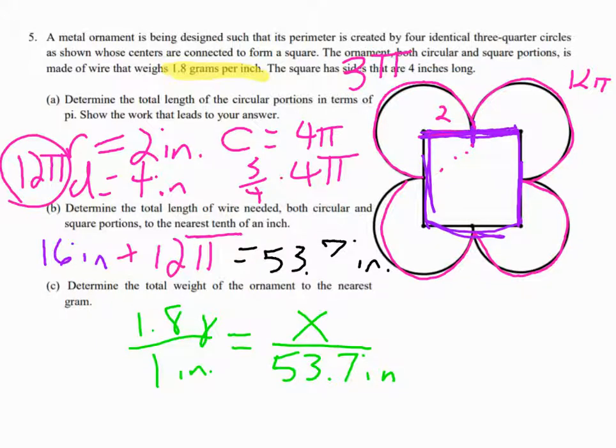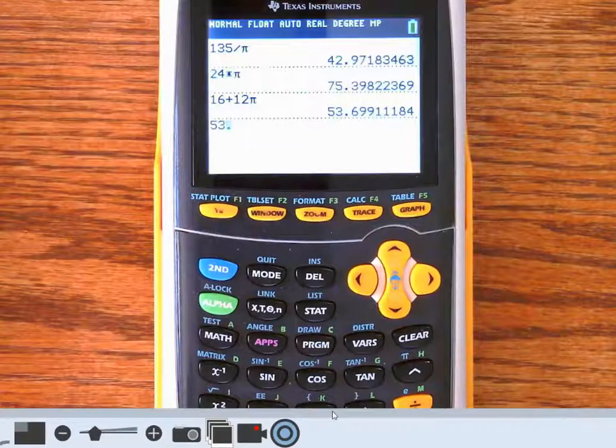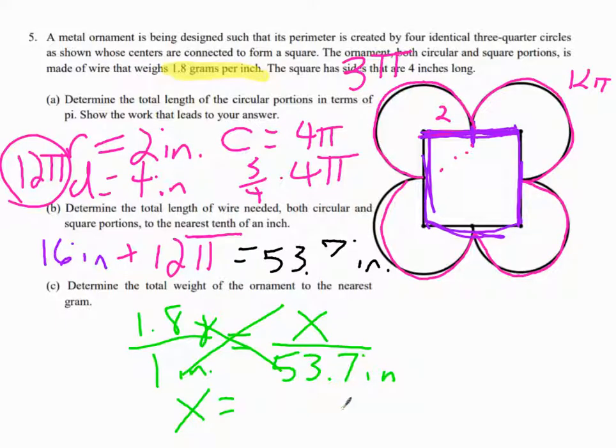There's a bunch of ways we could do it, but 1 times x is x, and then 53.7 times 1.8, I'll do on my calculator. 53.7 times 1.8, 96.66, but it says to round to the nearest gram, so 96.66 rounds to 97 grams.